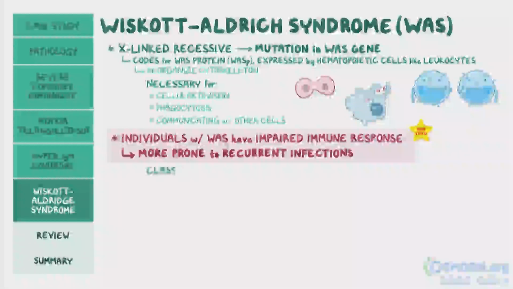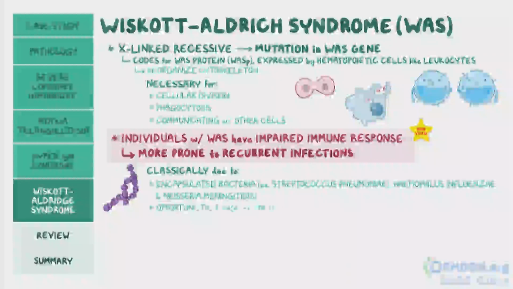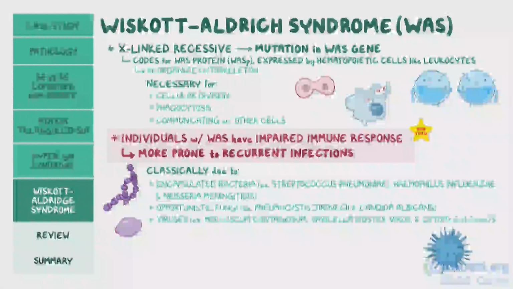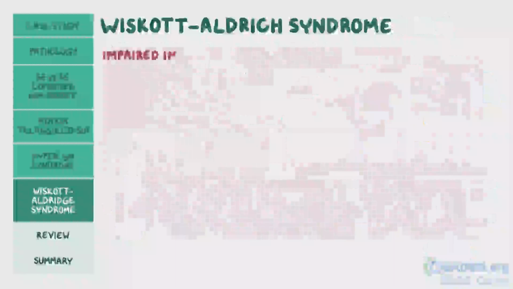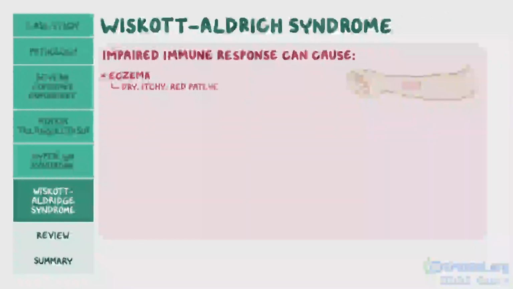The infections are classically due to encapsulated bacteria, such as Streptococcus pneumoniae, Haemophilus influenzae, and Neisseria meningitidis, opportunistic fungi like Pneumocystis jirovecii and Candida albicans, as well as viruses such as Molluscum contagiosum, Varicella zoster virus, and cytomegalovirus. In addition, the impaired immune response can cause an inflammatory skin disorder called eczema, which is characterized by dry, itchy, red patches on the skin.